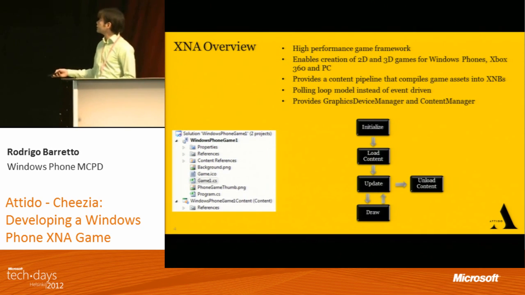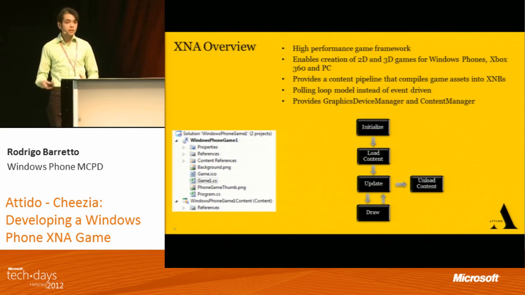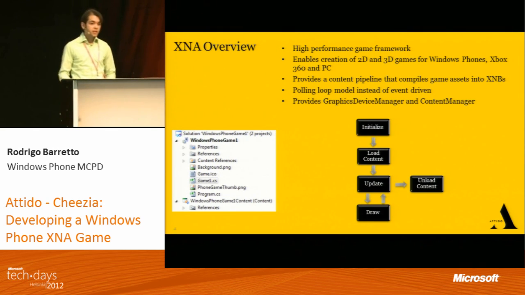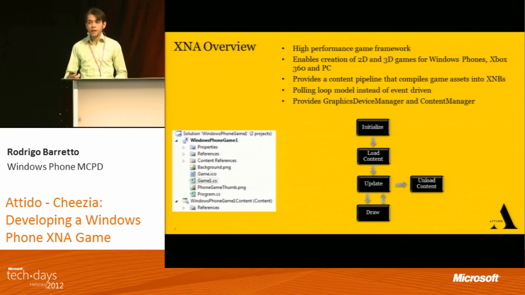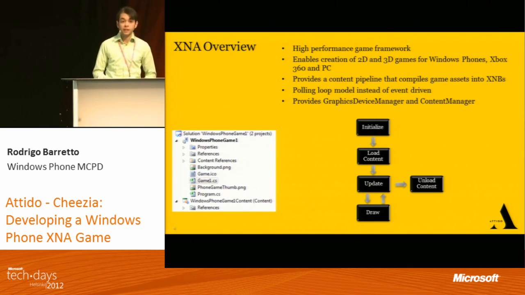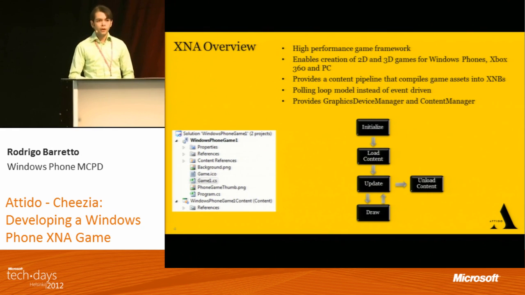Now, it says over there that XNA uses the polling loop model instead of the event-driven model. That means that you have to poll for information. There are no events being triggered for you. A good example is when you have input and there's new input available for you. You're not going to get an event saying, okay, the player clicked the back button. You actually have to know in every update tick whether he clicked. You have to poll for that information.